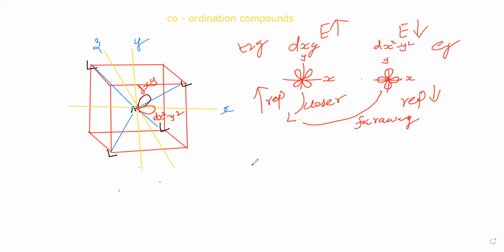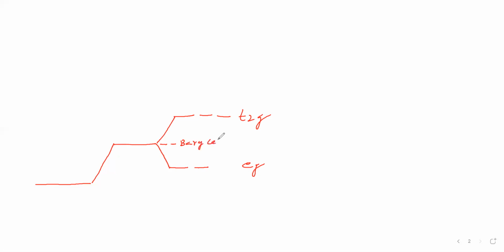Therefore, how the five d orbitals will be in the tetrahedral complex, that we will see. First, the five d orbitals in the free isolated metal ion. Now the five d orbitals in the symmetric spherical external negative field. Now the tetrahedral complex: the EG set and T2G set will be like this. This is called the barycenter.